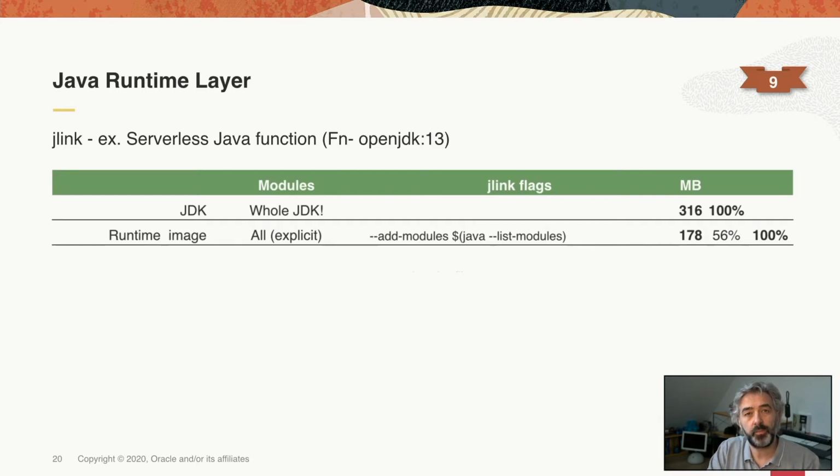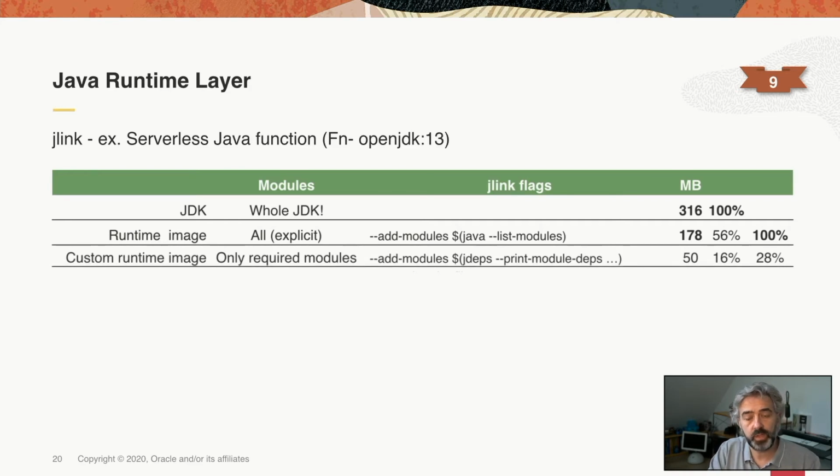Now, it doesn't really make sense to create a runtime that includes all the modules because there is no way you can create an application that will use all those modules. So what you want to do is use JLink as it was meant to. You want to create a custom runtime that only includes the modules that are needed, in this case for this serverless Java function. If you do that, you will go down from 178 to 15 megabytes.